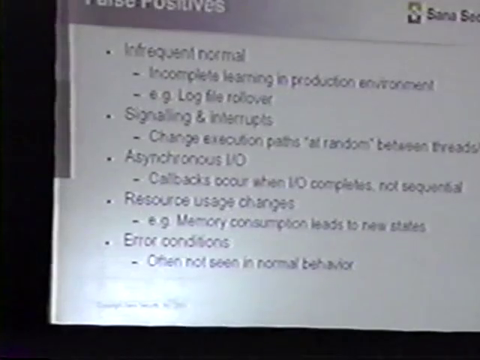Another way you could get anomalies is through signaling and other kinds of change in control. So when control hops from one thread to another, you have to make sure that you're monitoring threads individually. Also, things like asynchronous I/O can cause changes in sequence. And things like resource usage.